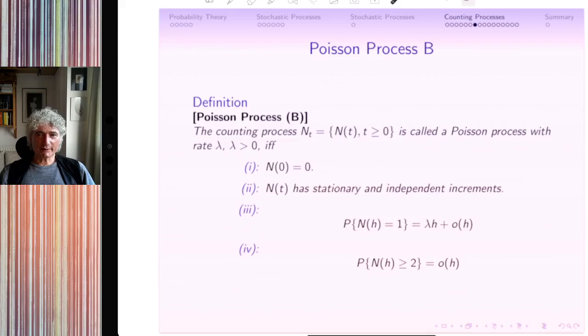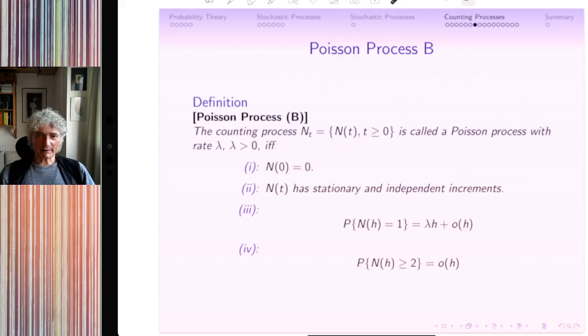Now let me give you the second definition of the Poisson process. So what do we have here? The counting process N of t, as we defined before, is called again a Poisson process with rate lambda positive, if and only if we have 4 different characterizations, 4 axioms. The first one is the same as before: if we start at time 0, we have not observed anything yet. The second one is that N of t has stationary and independent increments.